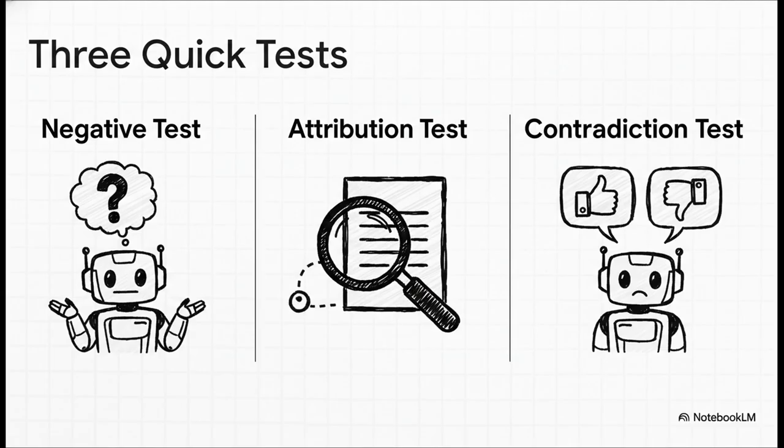First, the negative test. Ask it something you know for a fact is not in the documents. Does it make something up? Second, the attribution test. Click on those little citation numbers. Do the sources actually say what the AI claims they say? And finally, the contradiction test. Give it a topic where you know there's a debate and see what it does. Does it tell you about the conflict, or does it just pretend it doesn't exist?